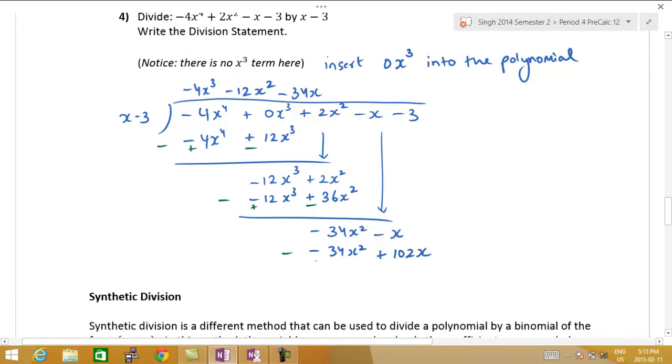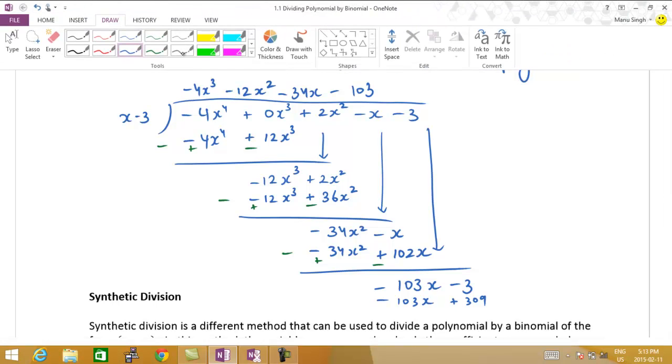Again, subtract, change the signs. I'm going to get, those cross off, negative 103x. And the last part, bring the negative 3 down. So minus 103 will give you negative 103x and a positive 309.